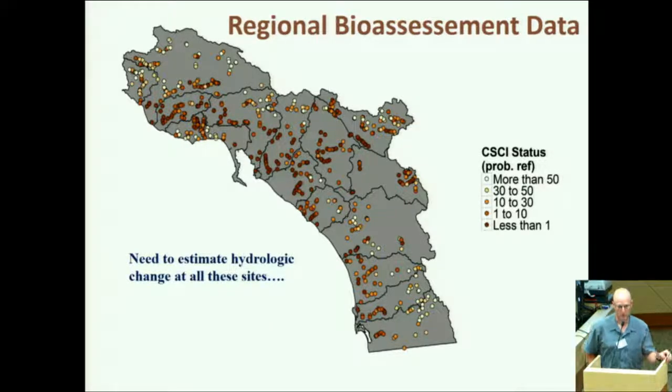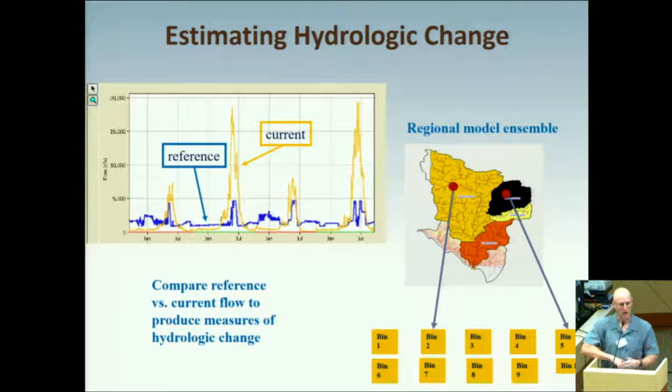So really what we want to do to develop this method is for each of those dots on the map where we have biological data in the form of our benthic invertebrate index, which is the California Stream Condition Index, we want to be able to assess the degree of hydrologic alteration at every one of those sites. There's about 800 of them in Southern California. Now the problem is we know that very few of these sites are gauged. So we need a method to evaluate hydrologic alteration at basically 800 ungauged sites in a somewhat parsimonious manner. So as you heard this morning, that leads us to models, right?